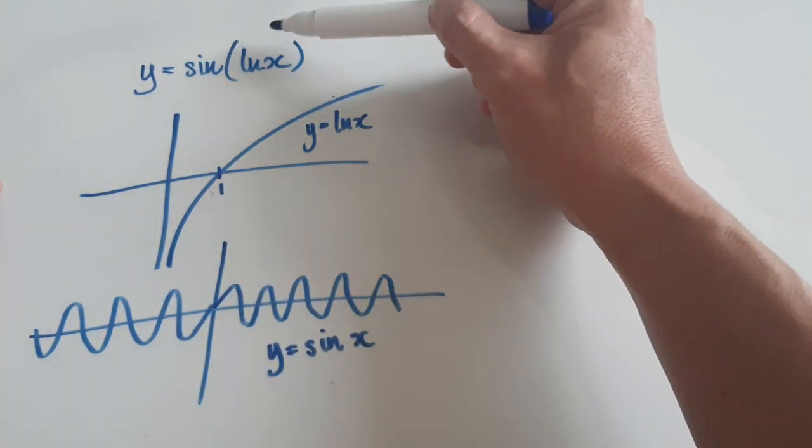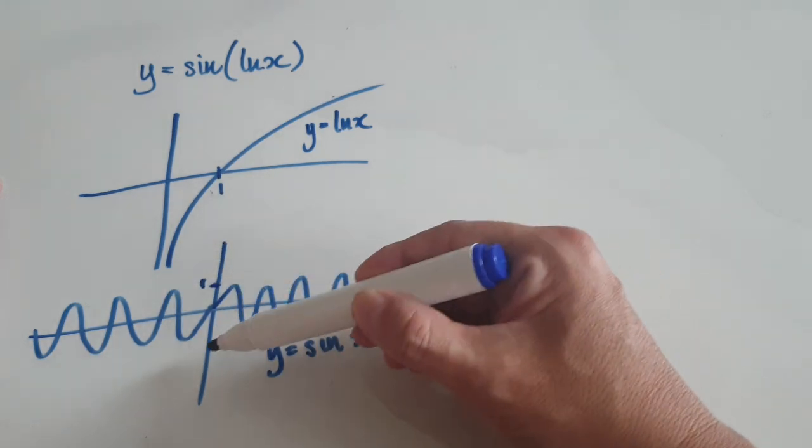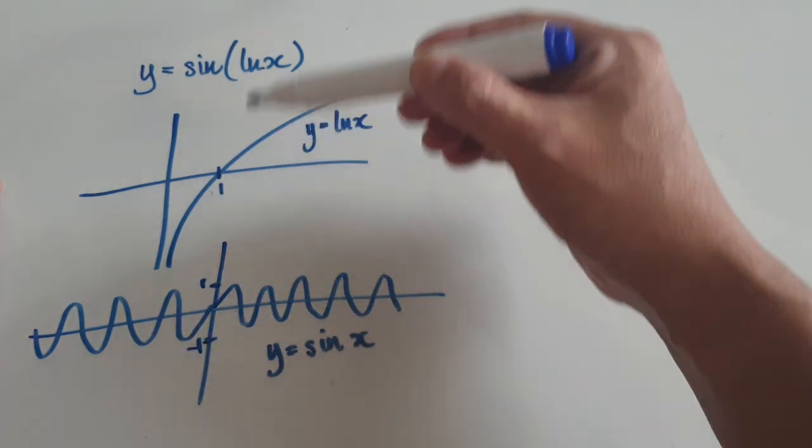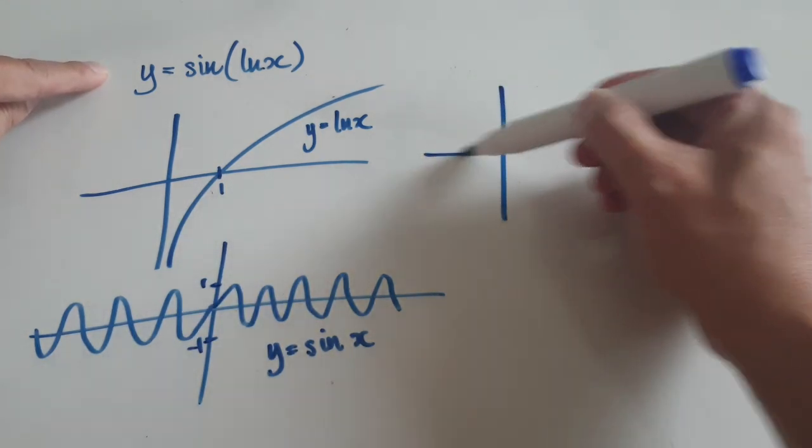When you sine whatever, the output will be between 1 and -1. So we just oscillate between 1 and -1. So now let's try and sketch this graph.